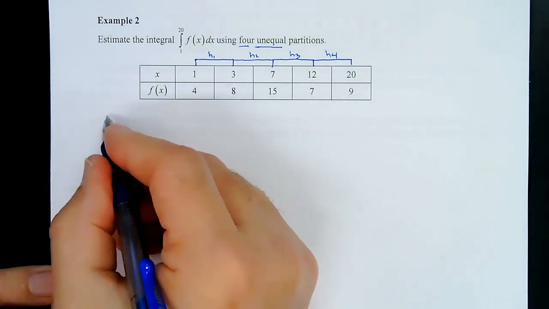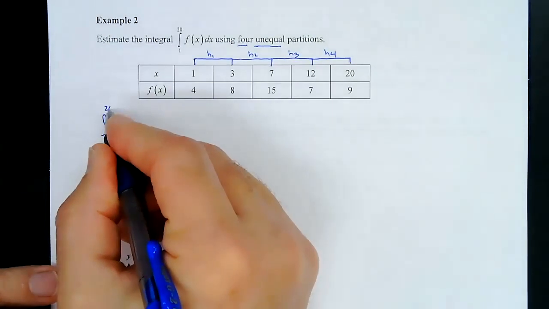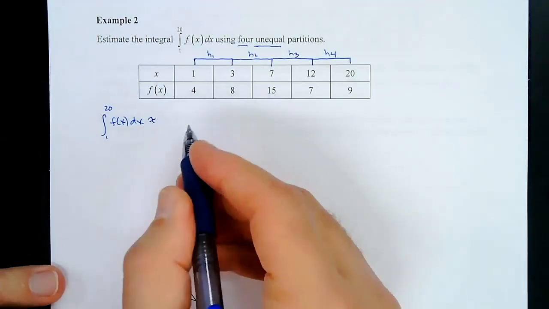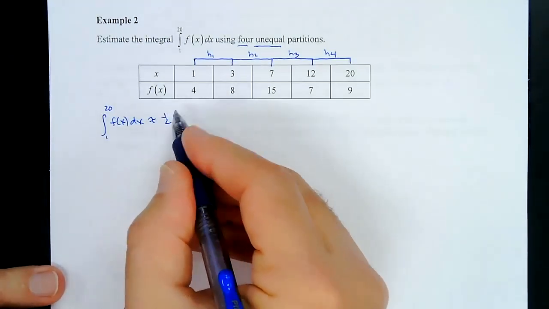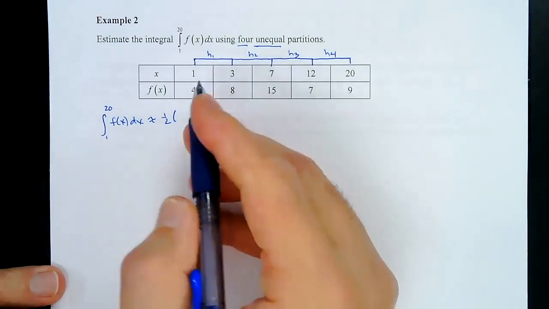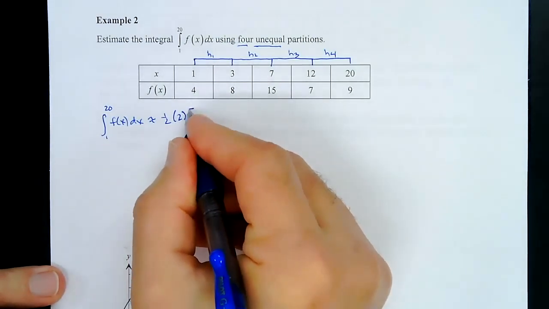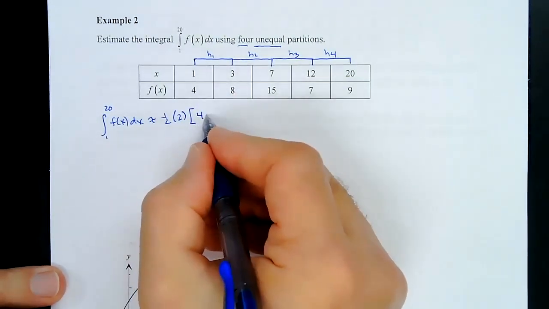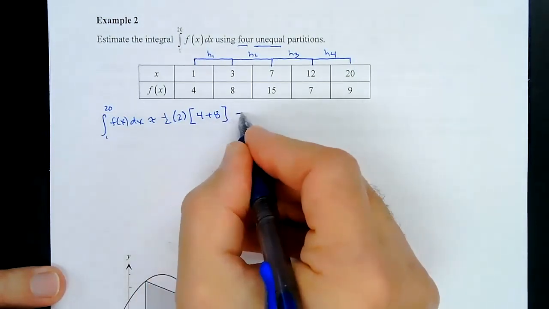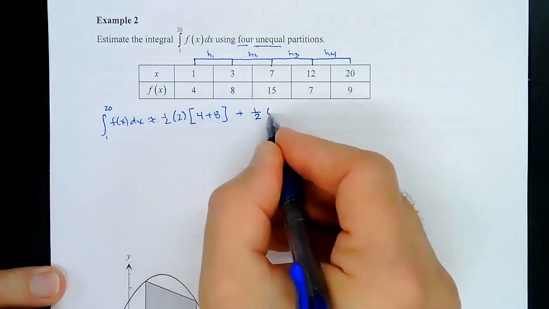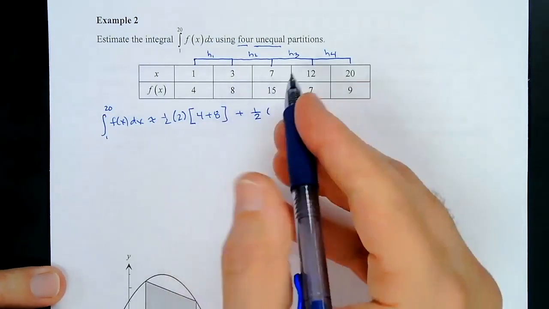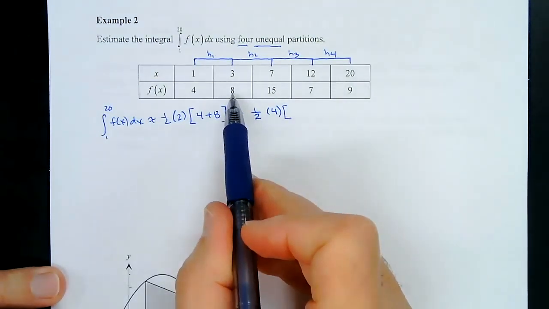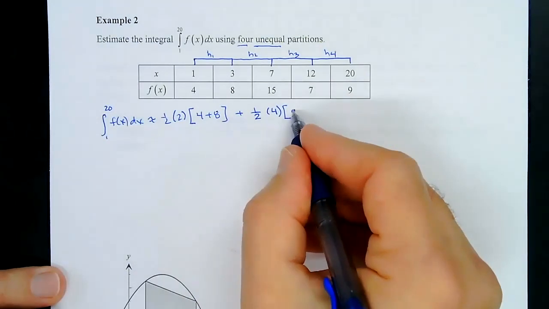Okay. So if we want to do this, we're going to integrate from 1 to 20 f of x dx. That can be estimated, all right, with 1/2 times. And so from 1 to 3, that'd be 2. And then times, and then we're going to have to add. These are my 2 base heights, right? 4 and 8. So 4 plus 8. And then plus 1/2 times, and then the next one is going to go from 3 to 7, so that's a height of 4, and then times, and this one would be, the left side would be 8 and the right side would be 15, so 8 plus 15.